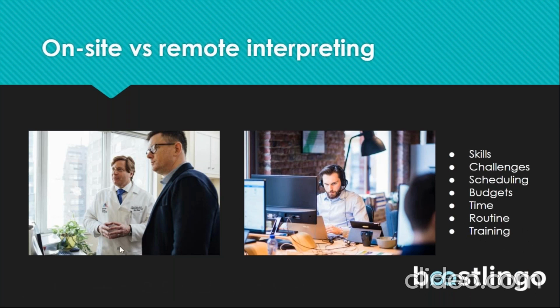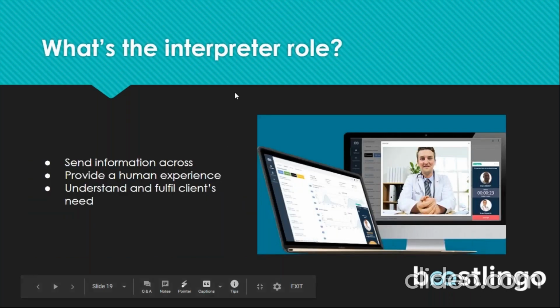Great. Let's move on. So what is the interpreter role? Well, it's pretty much the same role as an on-site interpreter. Of course you send information across, you transform someone's message into another language, back and forth. So in that sense, it's very similar to the role taken by an on-site interpreter. But there are other things that distinguish a remote interpreter from a machine. A machine could convert from one language to the other, and that's it. So you're also providing a human experience. That's very important because you get to understand people's motivations and feelings and needs.